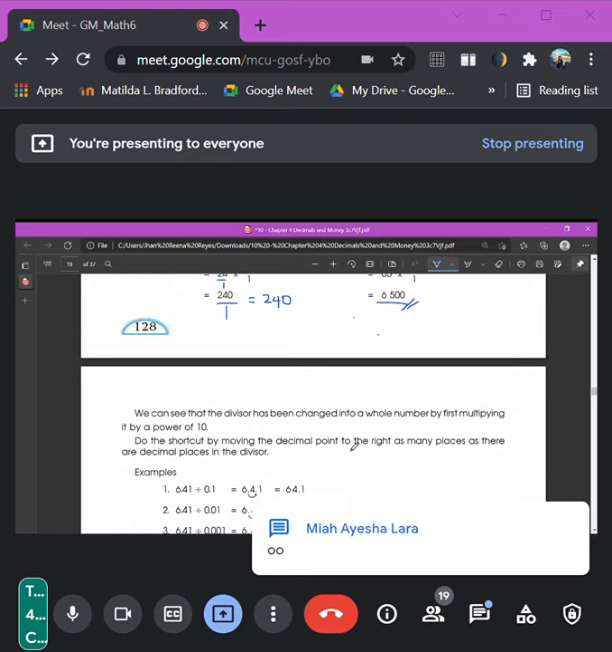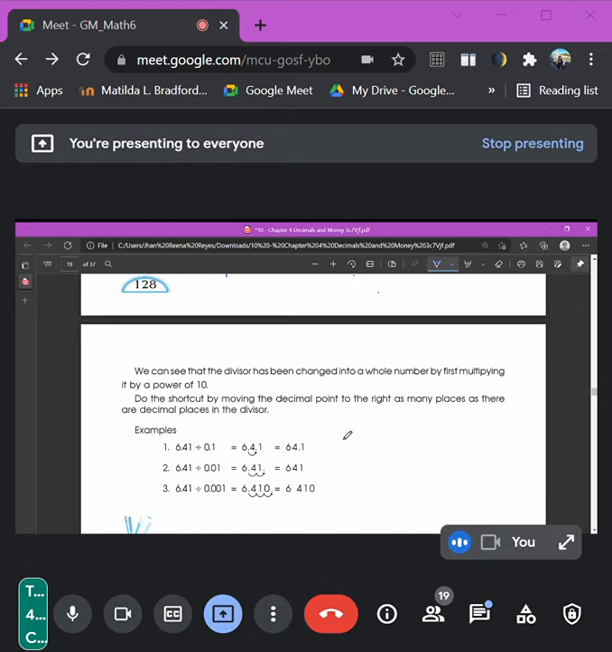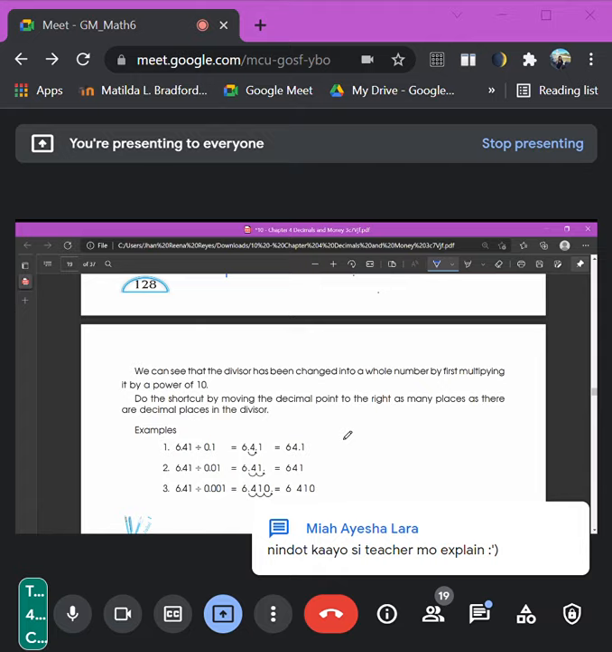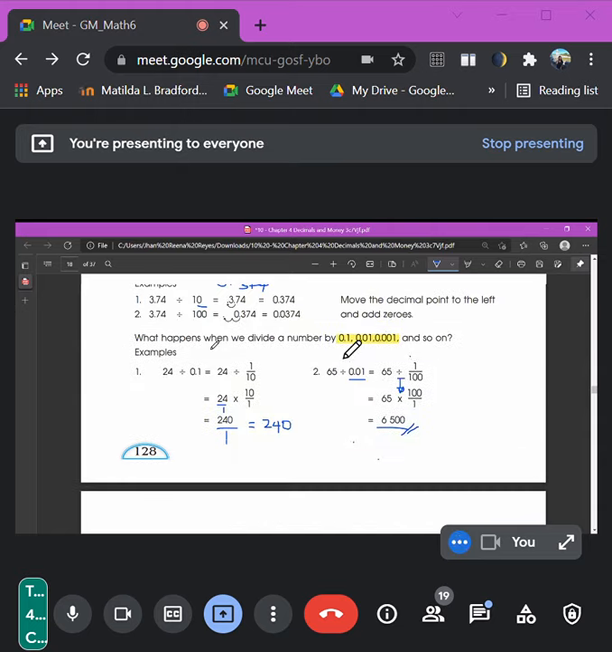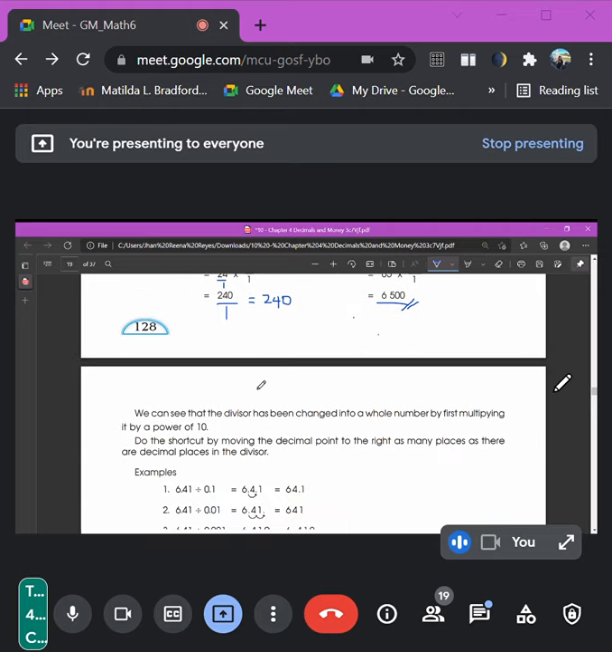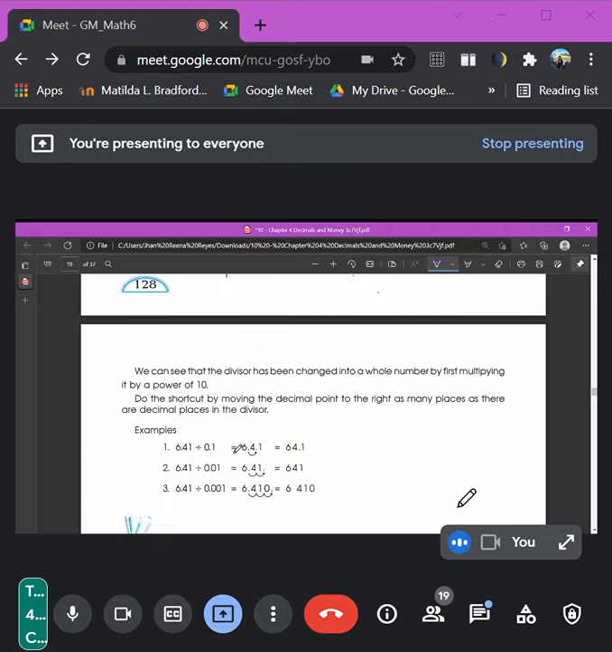Okay. So, now we can see that the divisor has been changed into a whole number by first multiplying it by a power of 10. So, do the shortcut of moving the decimal point to the right as many places as there are decimal places in the divisor. Okay. This can actually also be done in a simple form. The given above, this 24, can also be done in a simple way. So, we have here an example, if you want to just move the decimal.